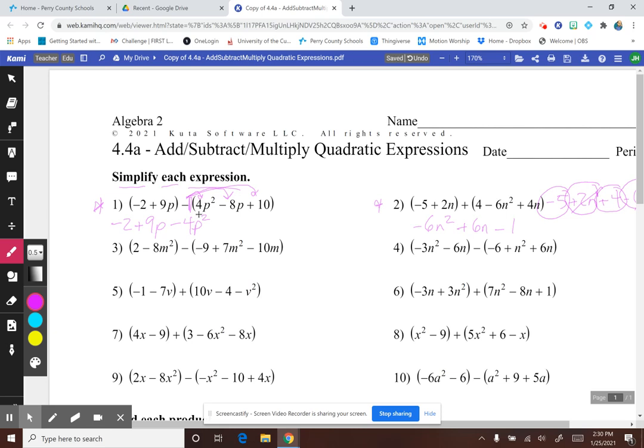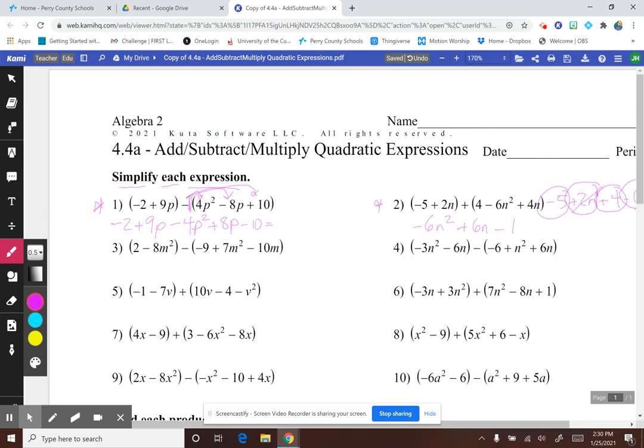Now I'm subtracting a negative 8p. Well, if I subtract a negative, then that's the same thing as adding 8p, okay? And last but certainly not least, if I'm subtracting a positive 10, I'm actually subtracting 10, okay?